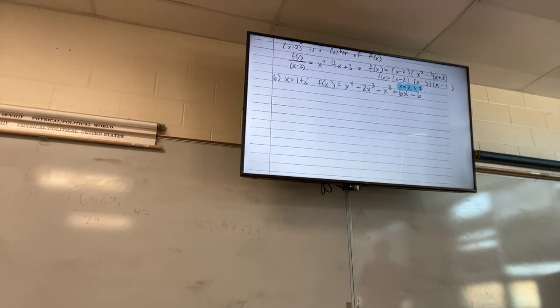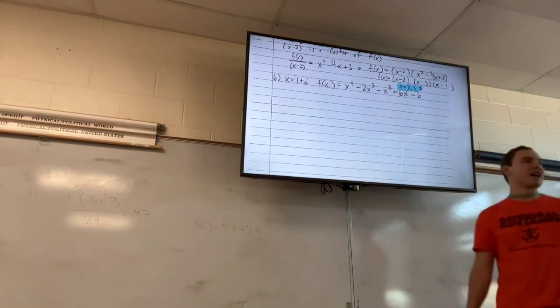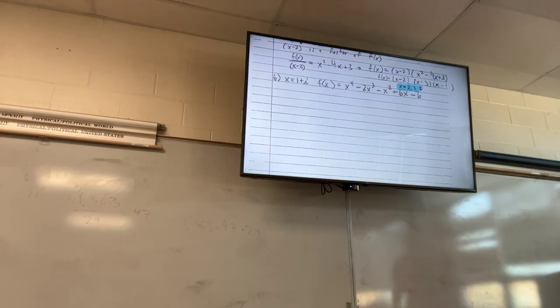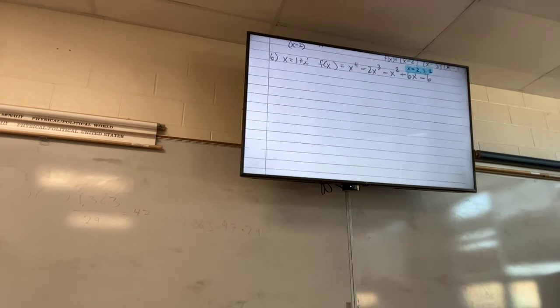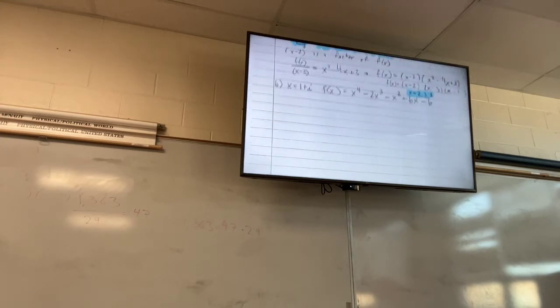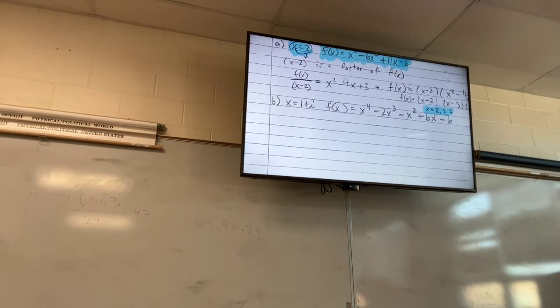Part B, right? I started to fumble that one yesterday, and I realized right after class how you do this one. It's the same thing here, right? Just like when they told us x equals 2 was a zero, we knew that x minus 2 was a factor.